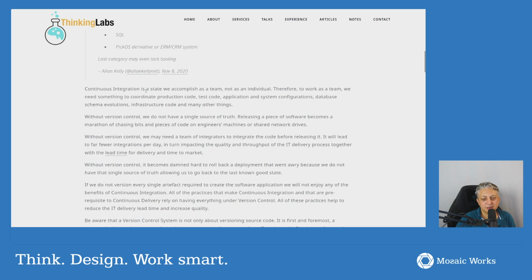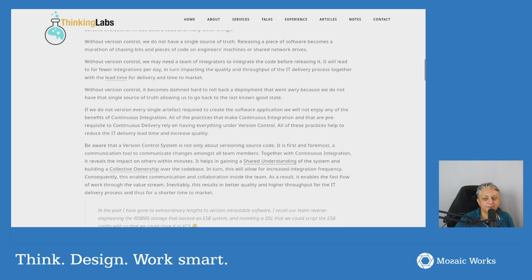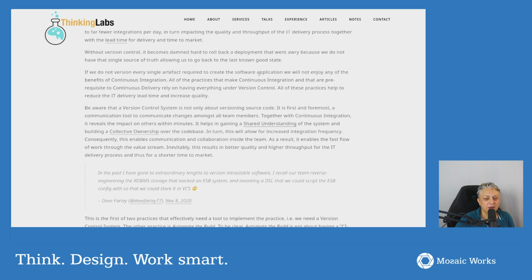Continuous integration is a state we accomplish as a team, not as an individual. Therefore, to work as a team, we need something to coordinate production code, test code, application, and system configurations, database schema evolutions, infrastructure code, and many other things. Without version control, we do not have a single source of truth. Without version control, we may need a team and integrators to integrate the code before releasing it. If we do not version every single artifact required to create the software application, we will not enjoy any of the benefits of continuous integration.